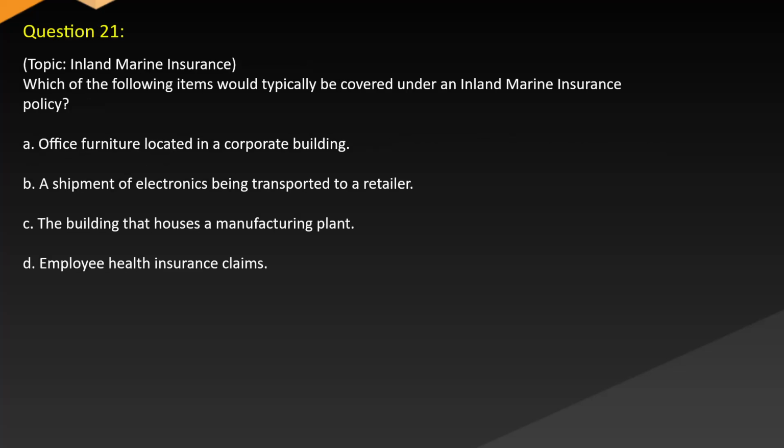Question 21. Topic: Inland marine insurance. Which of the following items would typically be covered under an inland marine insurance policy? A. Office furniture located in a corporate building. B. A shipment of electronics being transported to a retailer. C. The building that houses a manufacturing plant. D. Employee health insurance claims.